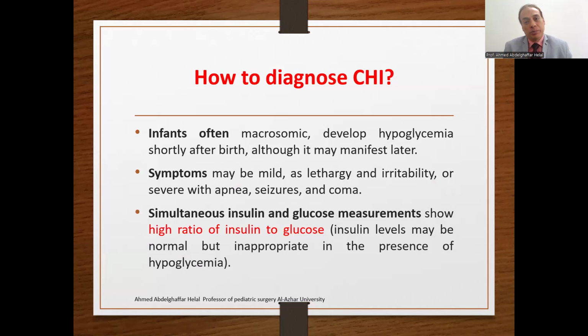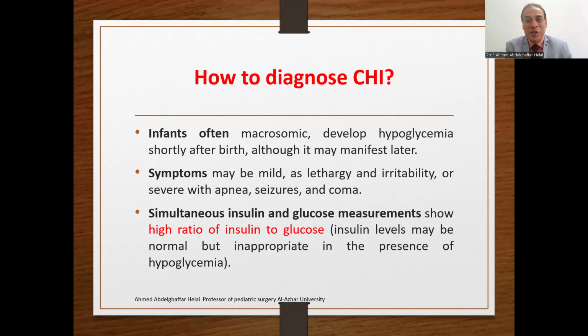How to diagnose congenital hyperinsulinism? The infant is usually macrosomic, large weight for birth, and develops hypoglycemia shortly after birth, although it may manifest later. Symptoms may be mild, some lethargy, irritability, or maybe severe with apnea and seizure. Simultaneous insulin and glucose measurement shows what? A high ratio of insulin to glucose. It's important. A high ratio of insulin to glucose. This glucose should not lead to this amount of insulin. The insulin level may be normal, but inappropriate in the presence of hypoglycemia.